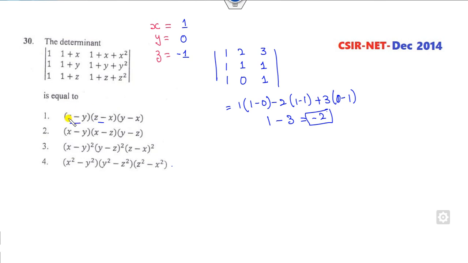Now look at the option. What is z minus y? It's my minus 1. z minus x, minus of 2. y minus x, minus 1. So the product is my minus 2, which is the right answer. You can check also for the others.